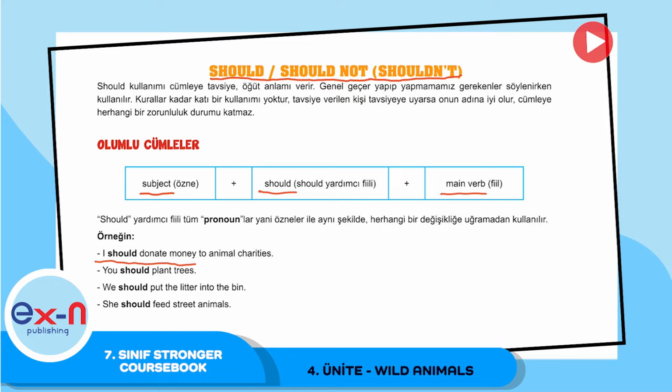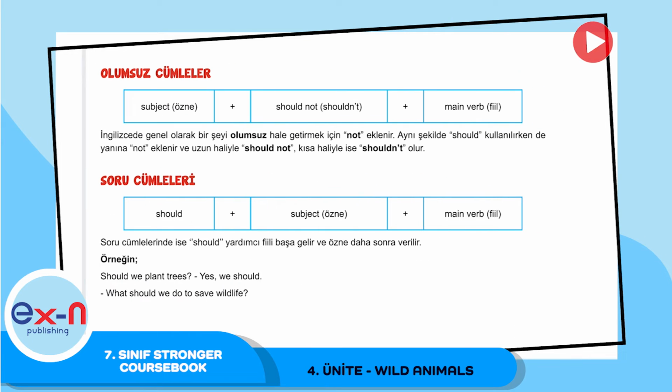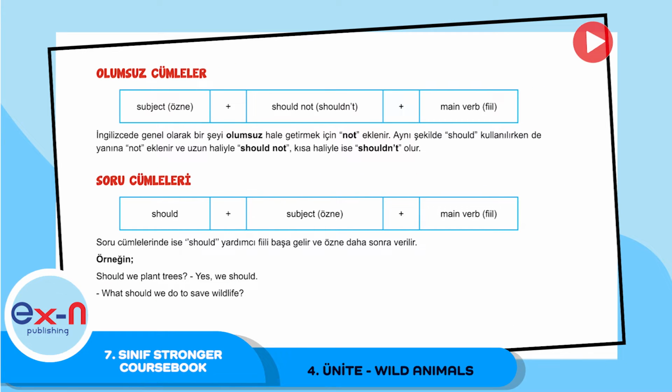I should donate money to animal charities. You should plant trees. We should put the litter into the bin. She should feed the street animals. To make it negative, you have the same form of the sentence, subject. Instead of should, you write should not, and after that you have the main verb, your action verb that you use after should.